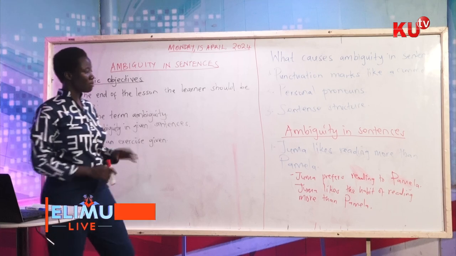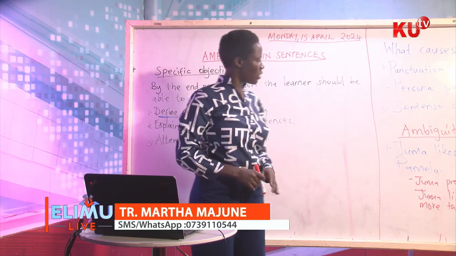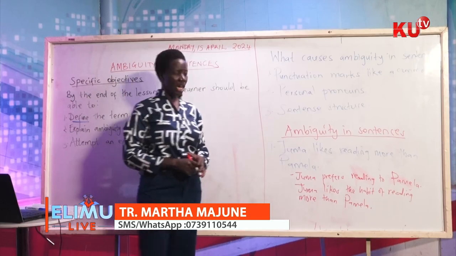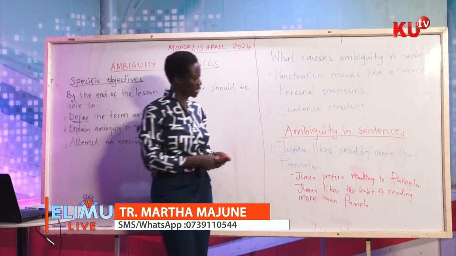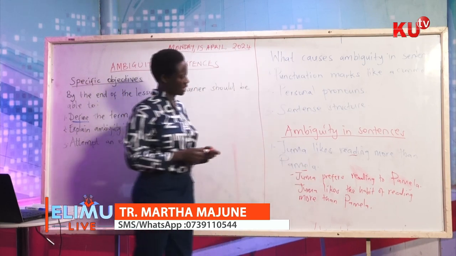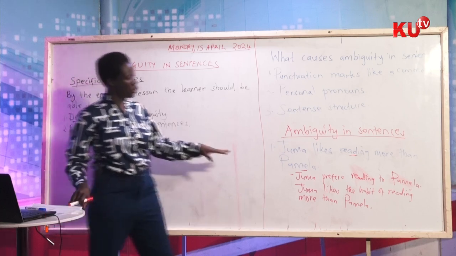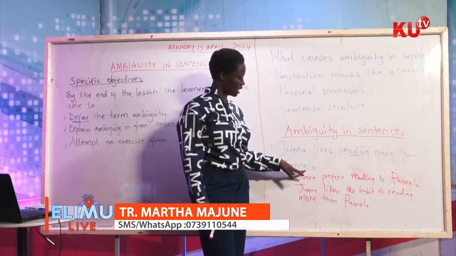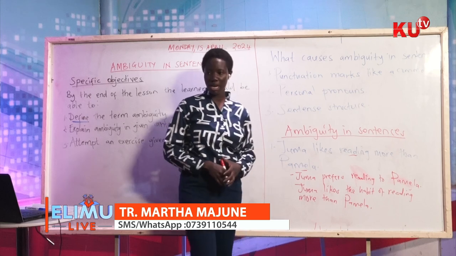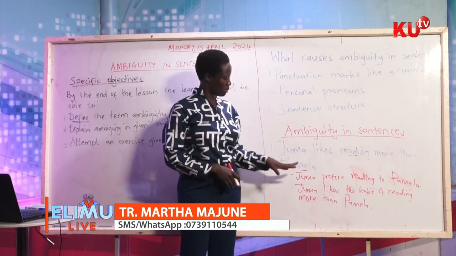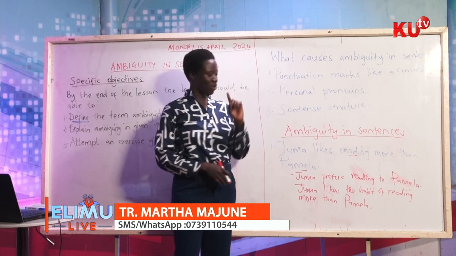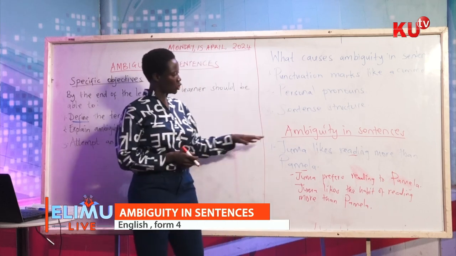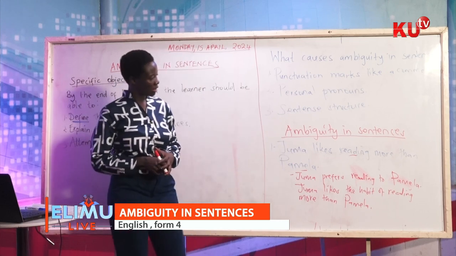So here we have one person, and that person is Juma. Juma likes reading more than Pamela. This one person has two options. The first option is reading, and the second is Pamela. So we have one person, Juma, and we have the action reading, and we have another person here who is the object now, Pamela. The first meaning means that we only have one person here, Juma. And between reading and Pamela, Juma prefers reading to Pamela.